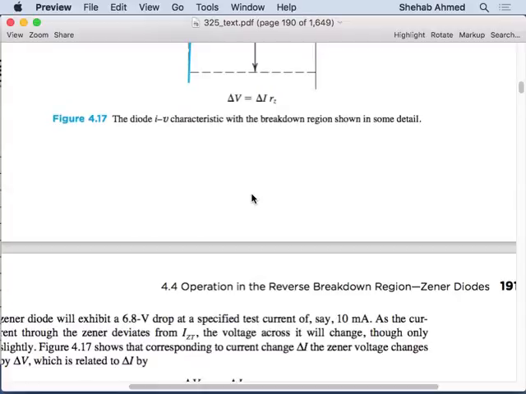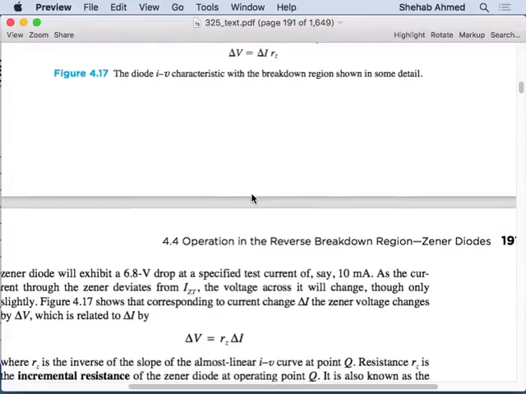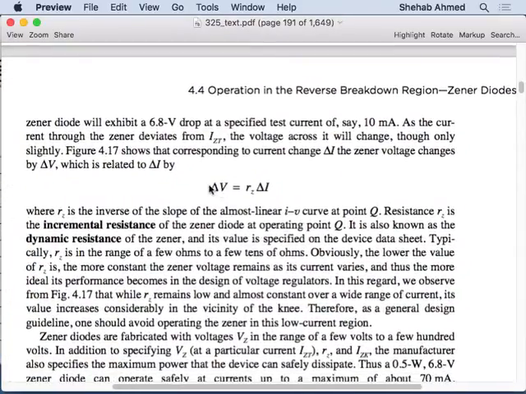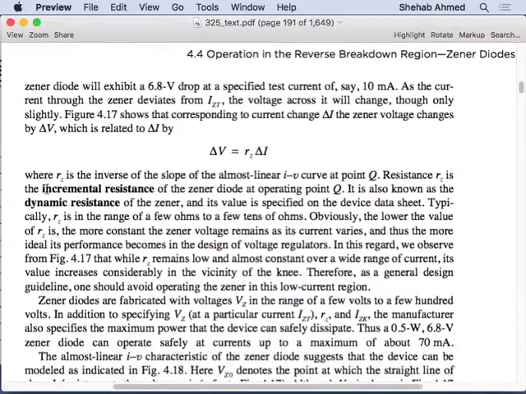This is in your book. It's chapter 3, the diodes chapter. So we calculated RZ from the slope of the line, and that's called the incremental resistance. It's called the dynamic resistance. There are many names for it.